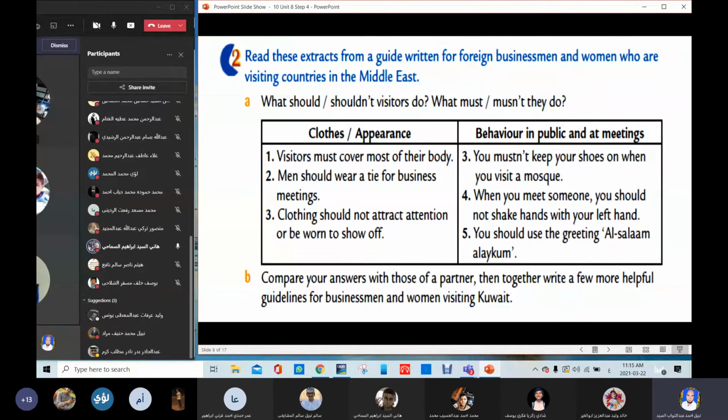They should speak up, please. They should keep the shoes off when you visit the mosque. Is it should or must? So it's a must. It's a rule. You are talking about the right thing. So they must take off their shoes when they visit the mosque.